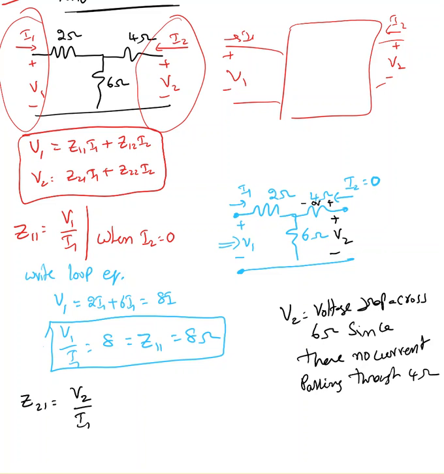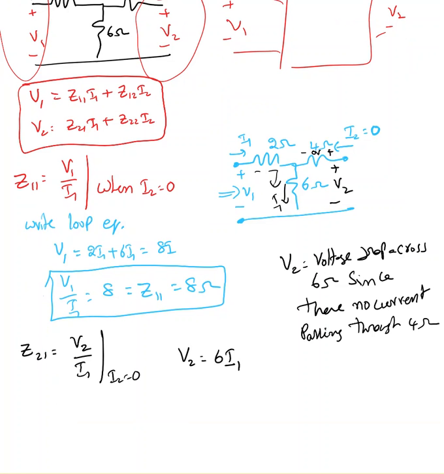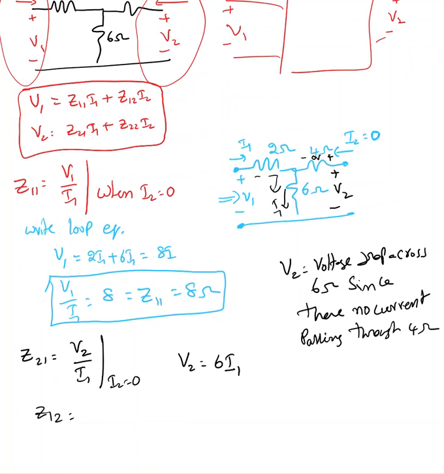Resistor. So V2 is the voltage drop across it. Can I write I2 equal to 0 in this case? So V2 equal to, I don't need to apply KVL, but from the equation, can I say V2 equal to 6 times I1? Because I know the current passing through this element is nothing but I1. The current is coming in that direction. So V2 over I1, can I write this as Z21 equal to V2 over I1, which is going to be 6 ohm. That is our second parameter.